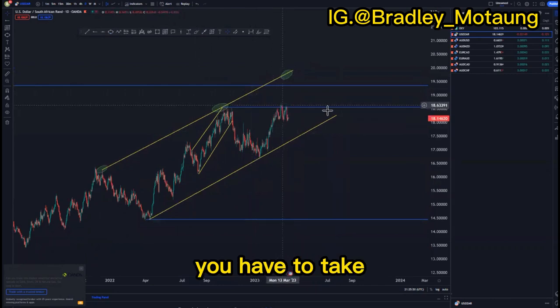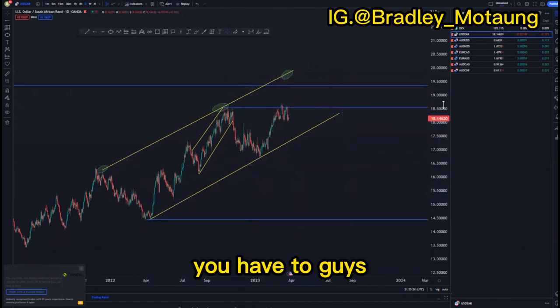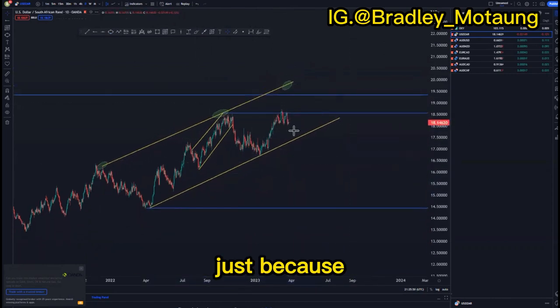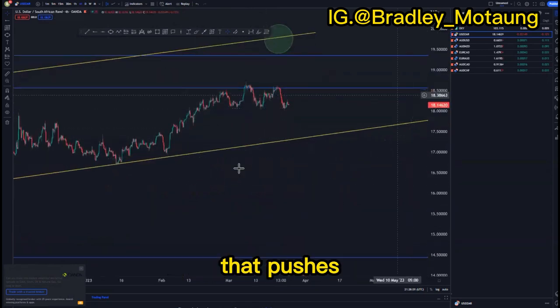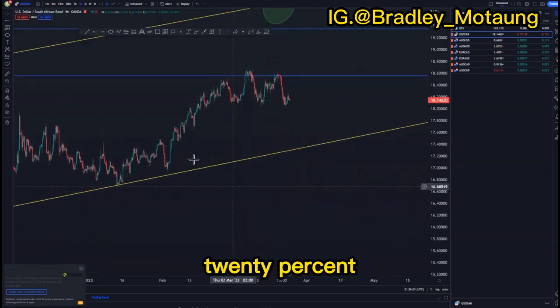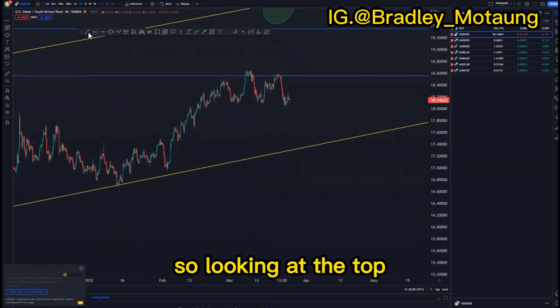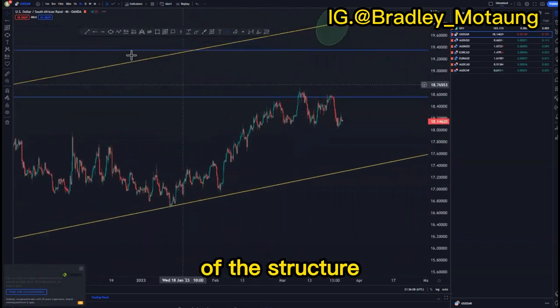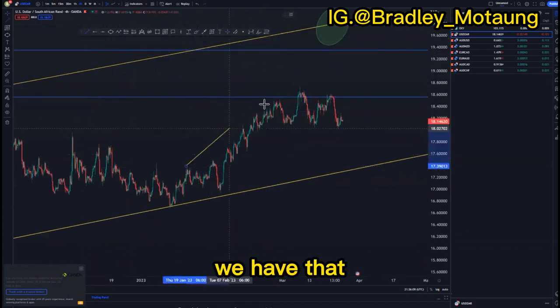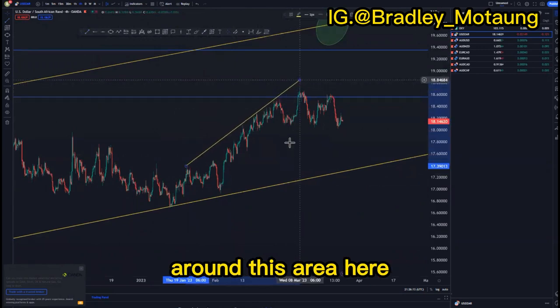But initially, you have to take a trade around this point. You have to, guys. You have to. Just because it can be that one that pushes to the downside and then banks around 20%, and then you are left out. So looking at the top of the structure at the moment, we have that ascending channel around this area here, guys.